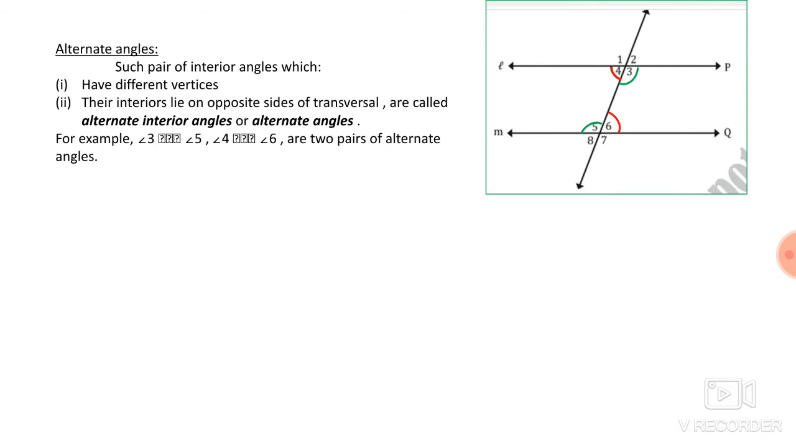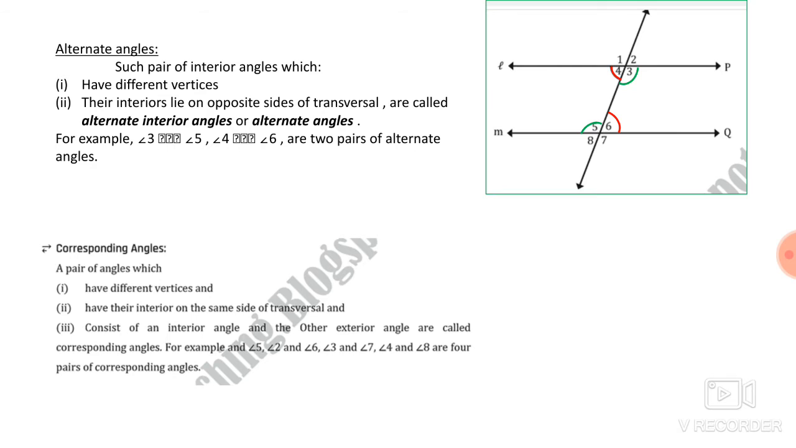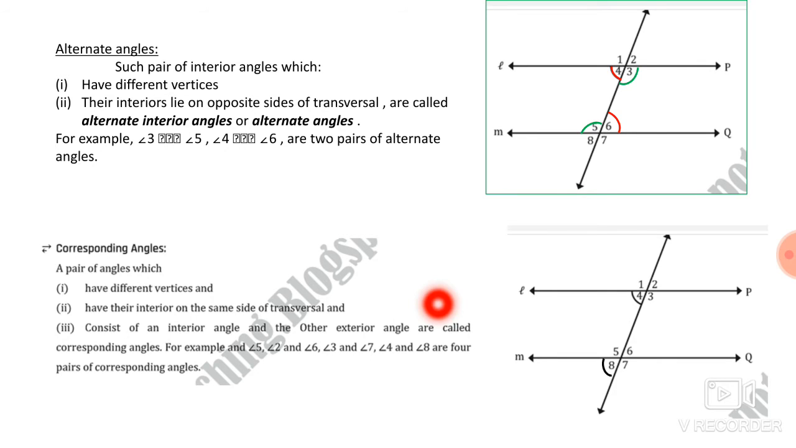We have two pairs of alternate angles here, angle number 3 and angle number 5. Similarly, angle number 4 and angle number 6. Next, we have corresponding angles. To find a pair of corresponding angles, these are the conditions: they have different vertices.